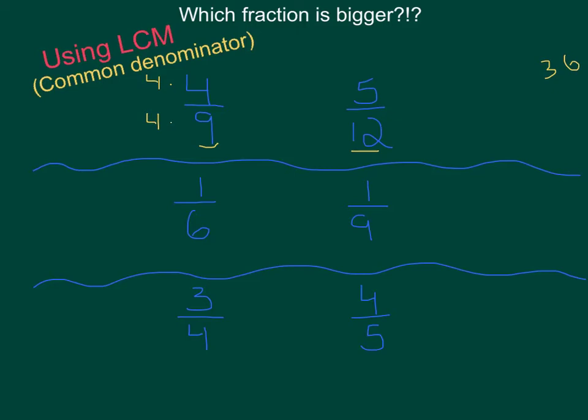And then think 12, how do I change 12 into 36? I would multiply by 3. And whatever you do to the denominator, do to the numerator. So now let's rewrite our new fractions. Rewritten with common denominators, I have 16 over 36 versus 15 over 36. So obviously, the 16 is larger than the 15, which means 4/9 is larger than 5/12. So I will write it with an inequality sign that 4/9 is greater than 5/12.